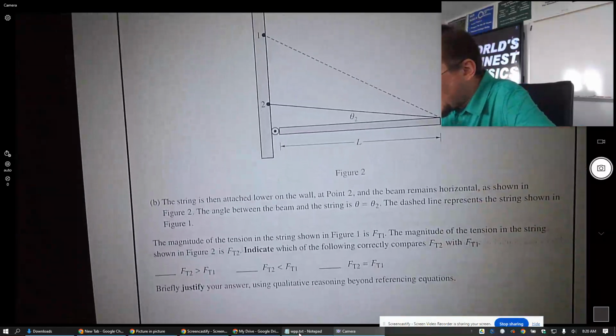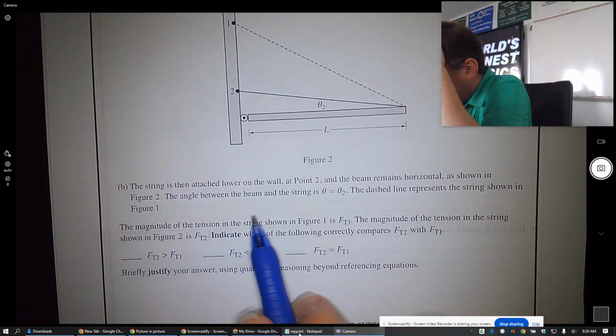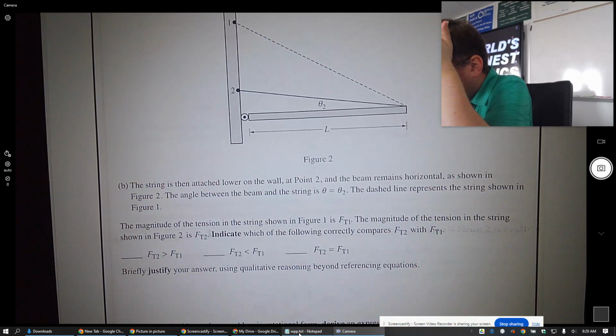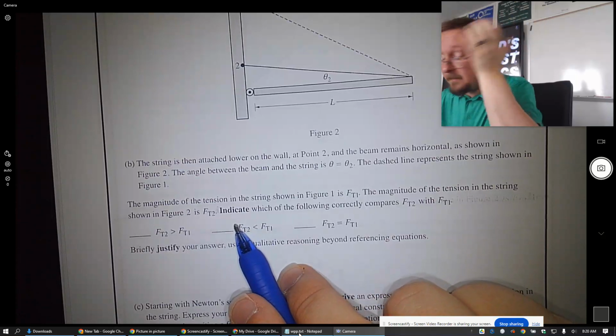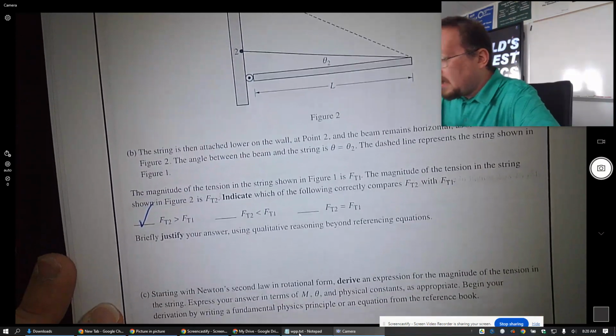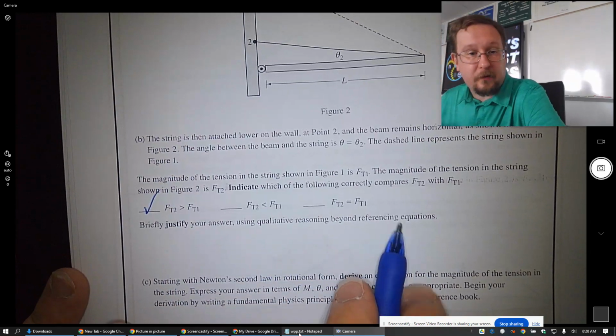Okay. The string is then attached lower on the wall. The angle is theta 2. The dashed line represents the string shown in figure 1. Indicate, which means just give me the answer, whether the new force tension is greater than, less than, or equal to force tension 1. I think it's greater. Justify your answer using qualitative reasoning beyond referencing equations.